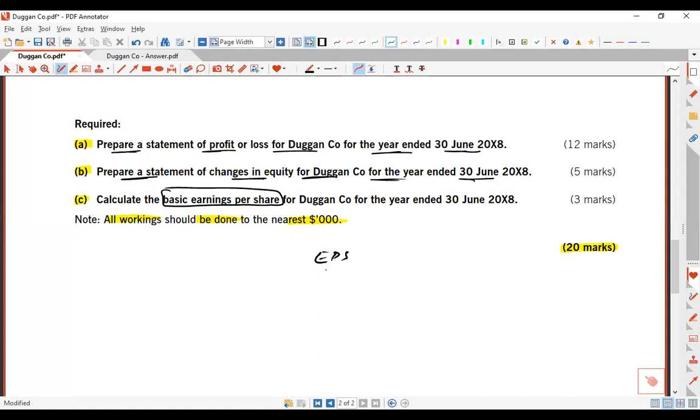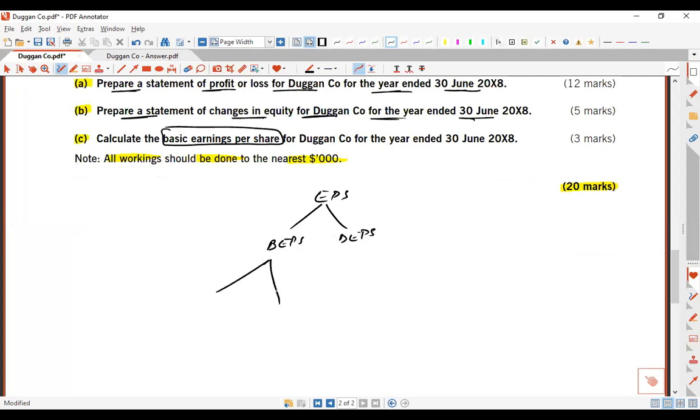Actually, EPS is of 2 types, the basic EPS and the diluted EPS. For calculating basic EPS, we take the impact of the shares which are existing shares and the shares issued during the period. For the calculation of basic EPS, what we account for is existing shares and shares issued during the accounting period.